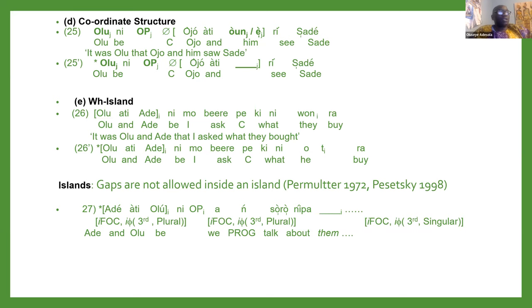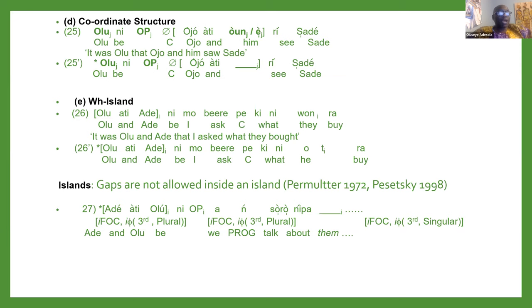The same thing applies to coordinate structures, what is called the coordinate structure constraint. Basically, if you extract a part of a conjunct, then you have to put a resumptive pronoun in its place. If it's a gap, then the sentence is bad. Oluni ujuati on rishade is acceptable, but if I were to say Oluni ujuati with a gap, then the sentence is bad. The same thing applies to WH islands. For example, 26, Olu atiade ni mobirikwe kini wara.